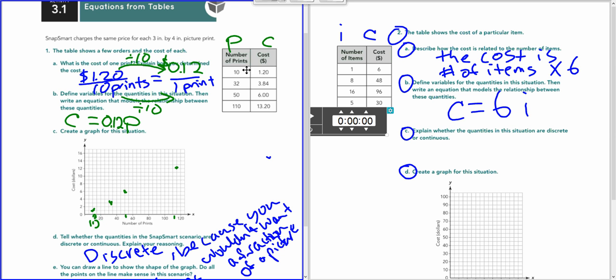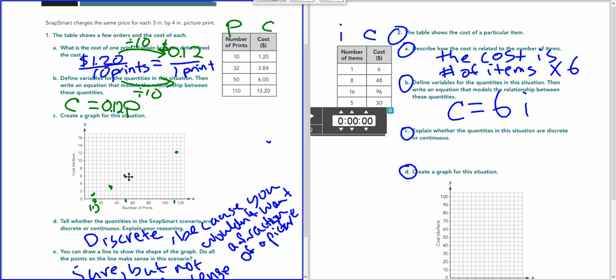All right? Because that is the pattern here. To get from this number to this number, we need to multiply by 0.12. And that works because if we do 50 times 0.12, we get $6. Okay? Then we create our graph, and you can see where these points are. And again, we use our table for that. So we go to 10, we go up to $1.20, we go over 32, we go up to 384, and so on and so forth. Okay? Until we have our graph completed.